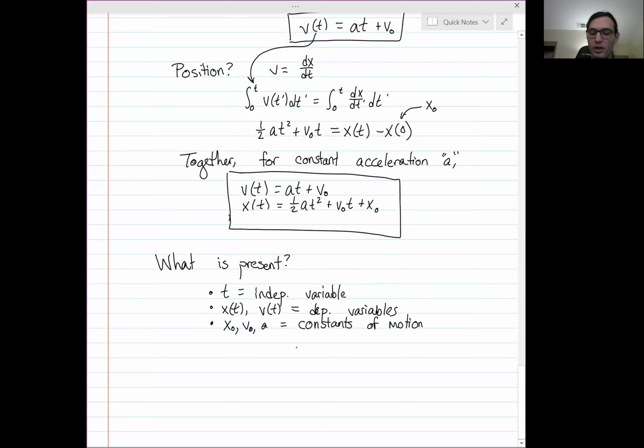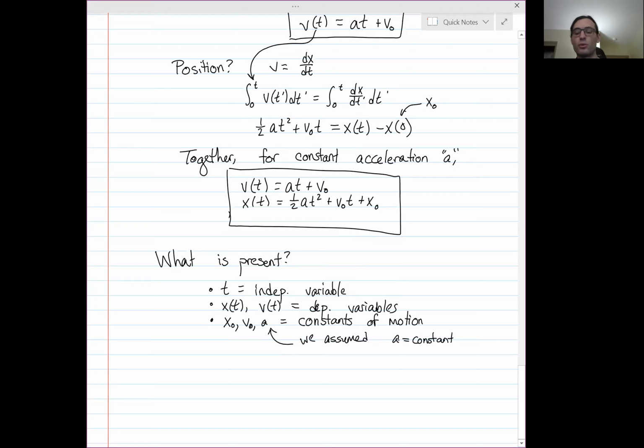The point, that last bit, is that we assumed that a is constant. It doesn't have to be, but for the case that we're worried about right now, we are assuming that a is a constant. So if you can characterize a, and x naught and v naught, then you can characterize the entire motion.